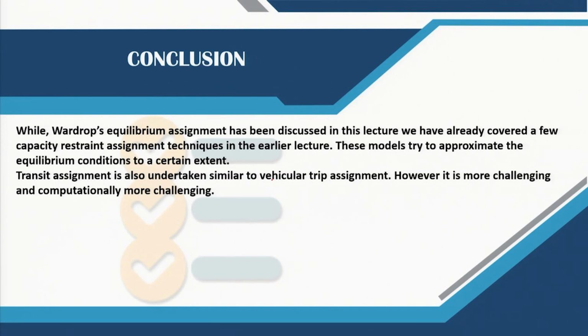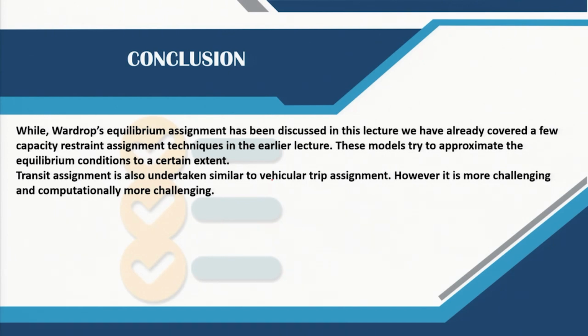And once we are done with the vehicular assignment along different routes, we also need to do transit assignment. Transit assignment is undertaken similar to vehicular trip assignment, but it is more challenging computationally. The reason being that the capacity is provided not by a particular link, but depends on the number of transit vehicles along the route, and dynamically there is a lot of variation in those routes. Plus, whenever we have a transit network, people can have difficulty choosing between two alternative routes which overlap each other and so on.